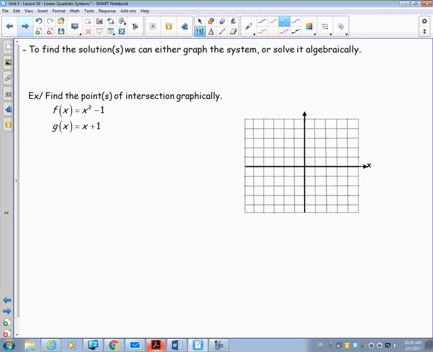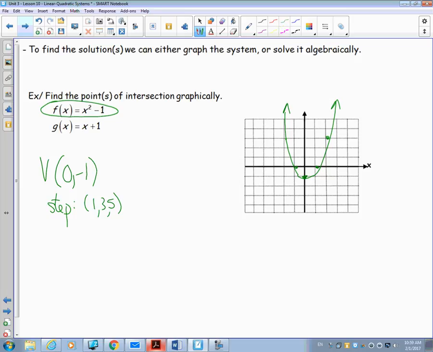So we look at the first example here. The first equation is a quadratic, and it's in vertex form. The vertex is 0, -1, so we can graph that. The step pattern is a nice one. It's just the old 1, 3, 5 because there is no a value. So over 1 up 1, over 1 up 3, over 1 up 5. 1, 3, 5. And we'll get our parabola.